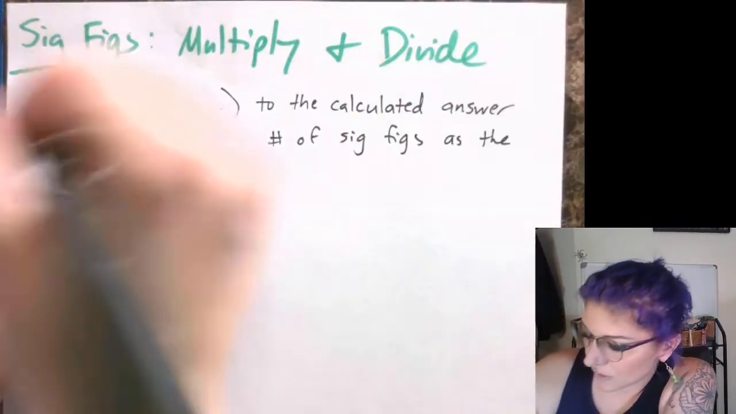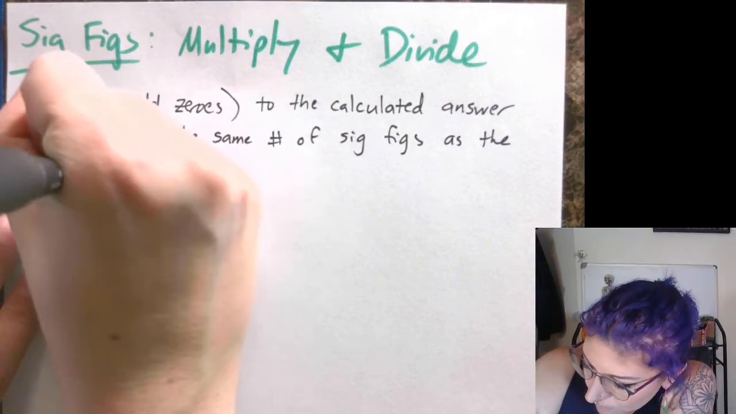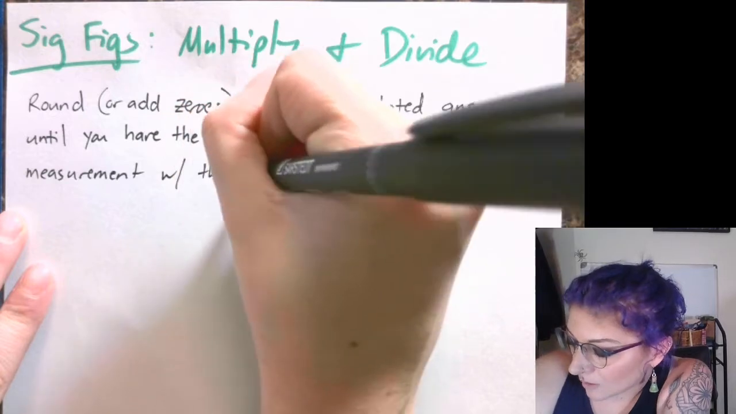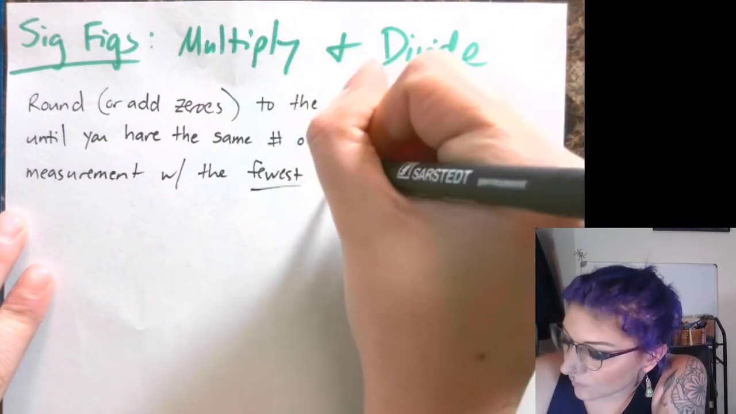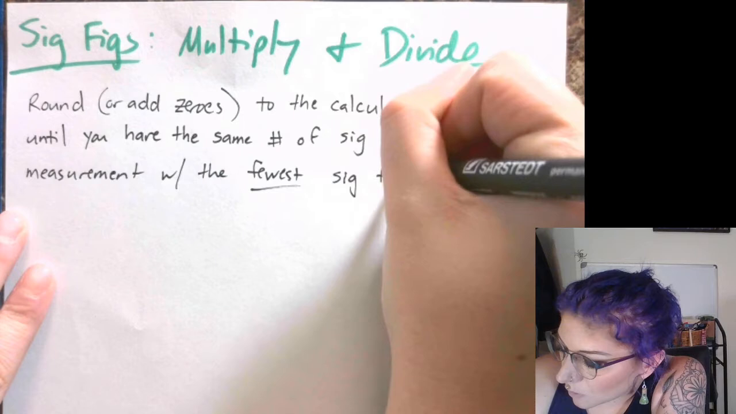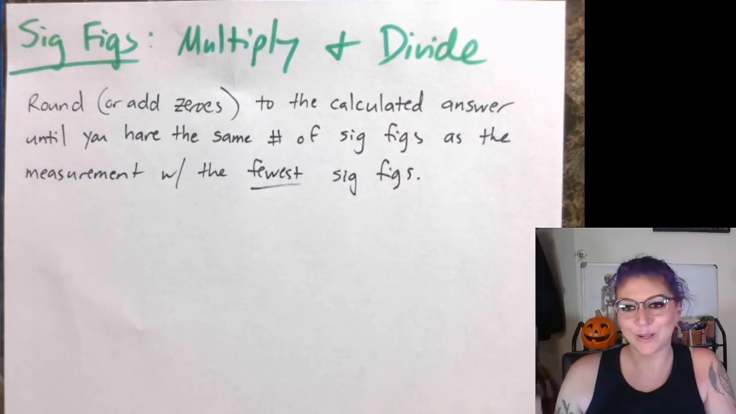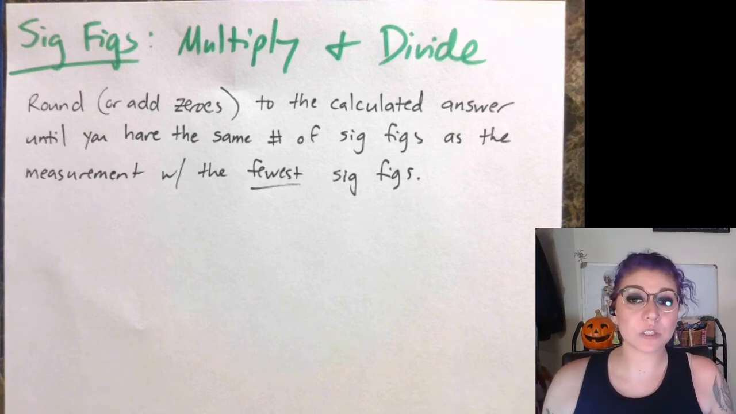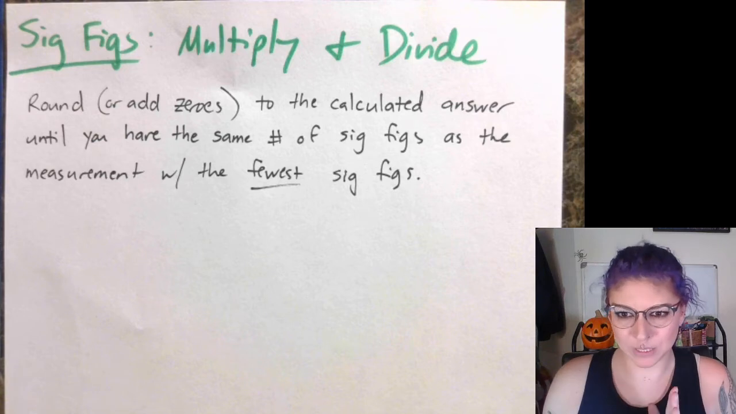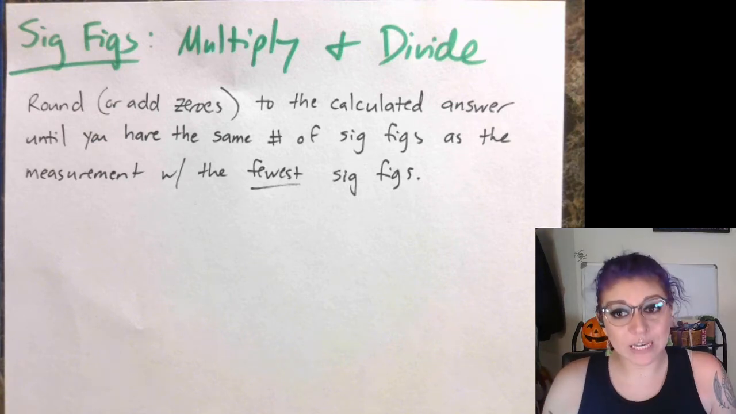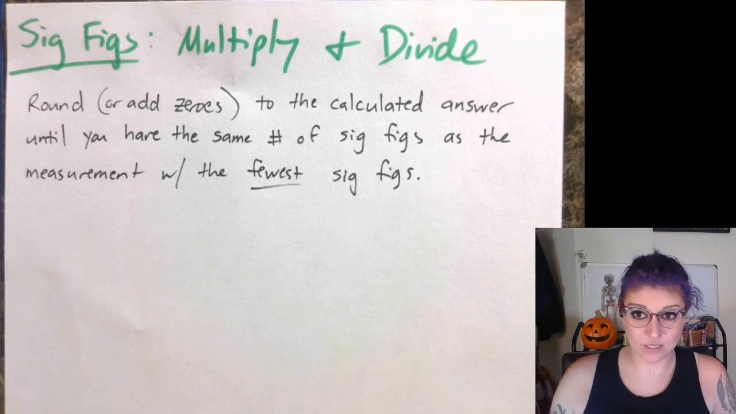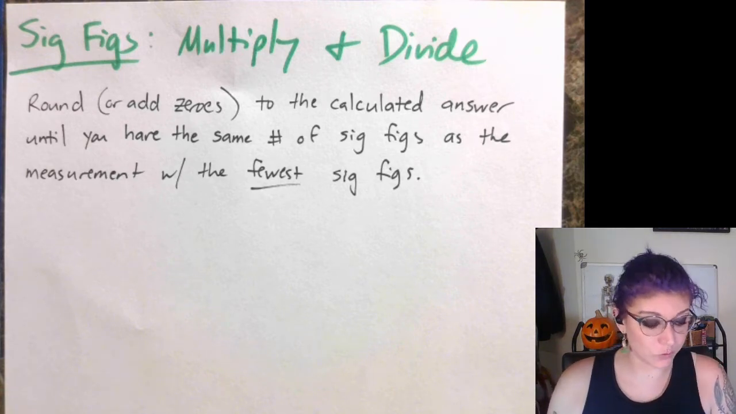as the measurement with the fewest Sig Figs. Whew, lots right there. So again, in the addition and subtraction rule, we look at the fewest number of decimal places. For multiplication and division, we look at the fewest number of Sig Figs. That's the difference between the two rules.